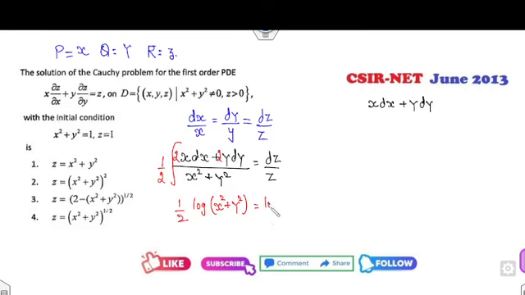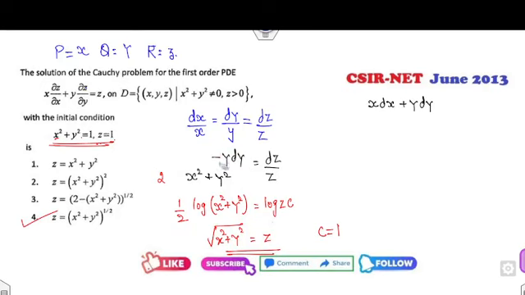Fine. This is log of z plus log of c, or I can write it as x square plus y square is z into c, where c is my constant. How can you find the value of c? I can use this condition: x square plus y square is 1, z is 1, so c will be 1. Therefore my solution is z equals this. This is the first method.